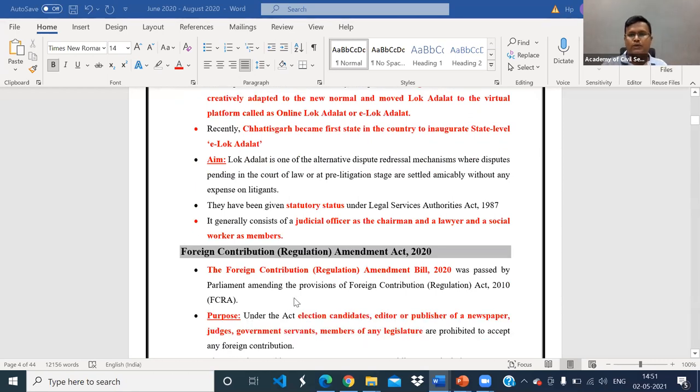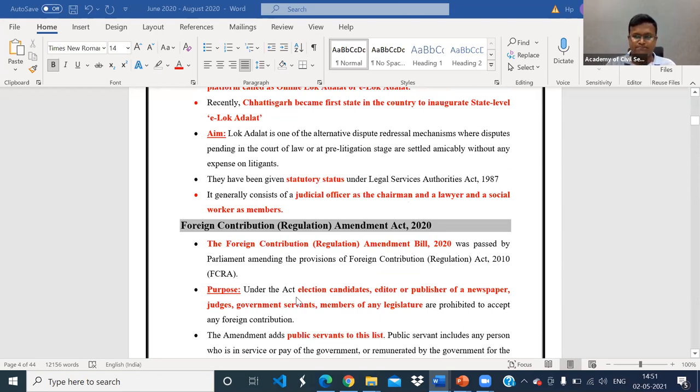Foreign Contribution Regulation Amendment Act 2020. Obviously foreigners can contribute to certain Indian organizations. Foreigners can give contributions. A lot of money is coming for different religious organizations from foreign countries. Recently, the Foreign Contribution Regulation Amendment Act was passed by the Parliament of India.